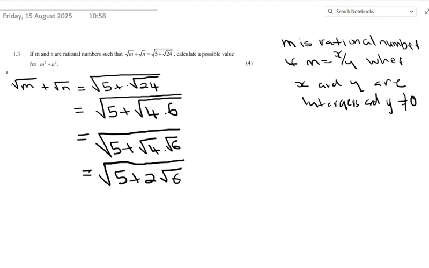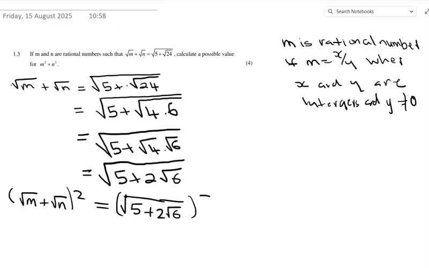Okay, but now we're trying to remove the square roots. So how are we going to be able to remove the square root? Okay, let us square both sides. So we're going to square the square root of m plus the square root of n, squared, is equal to 5 plus 2 square root of 6, squared.